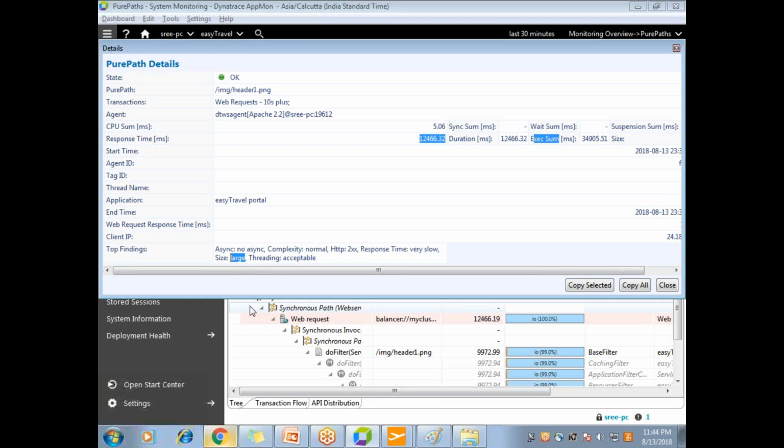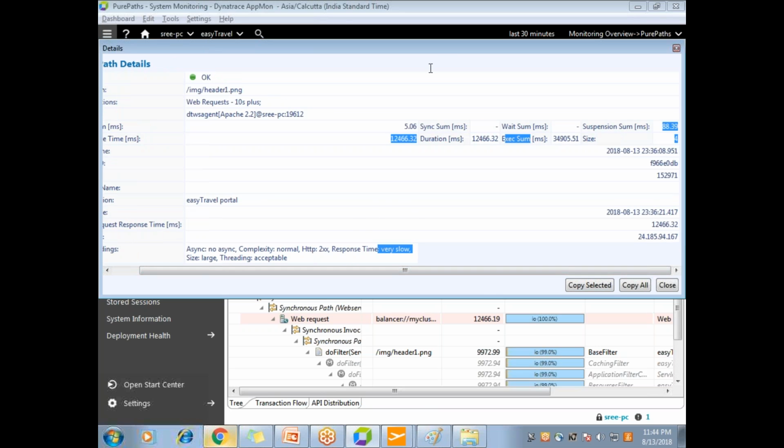I think acceptable means he has not created any thread for that. I think it is created. Acceptable means it can be accepted, and they would have created. So maybe that will not be downloaded, and this I don't think so. But size is large, and as you said, it's not synchronous, and then response times is very slow. Okay, so that's the top findings.